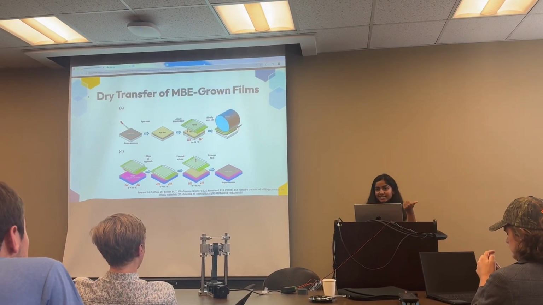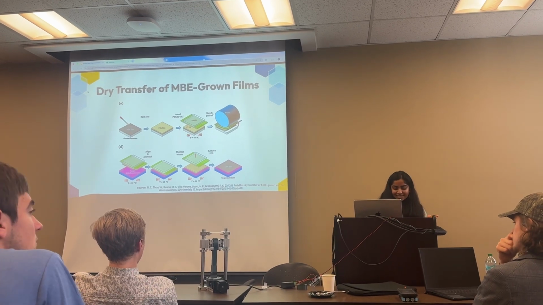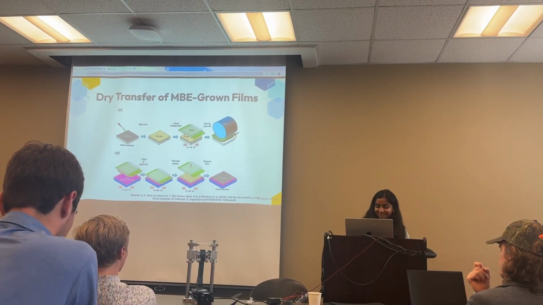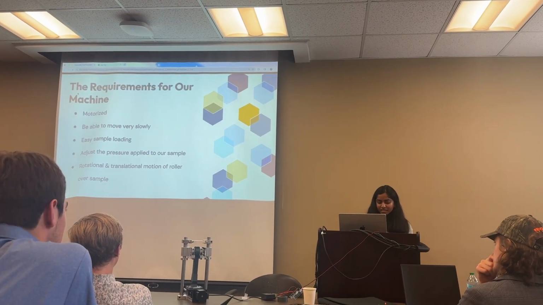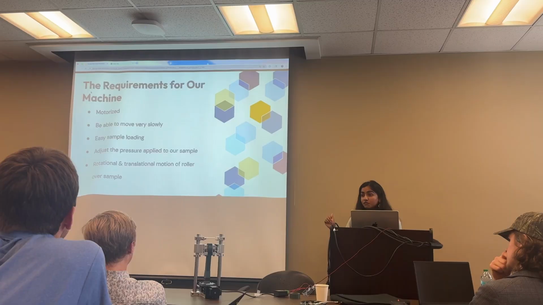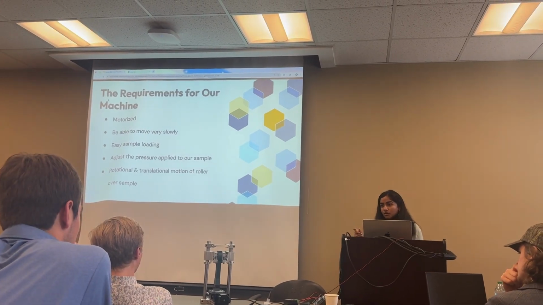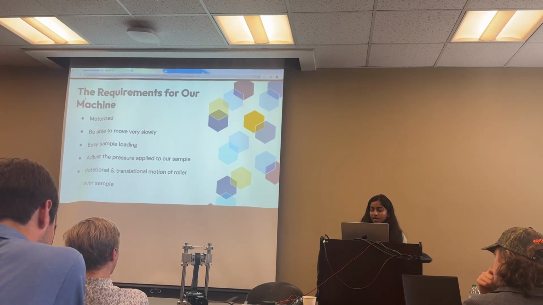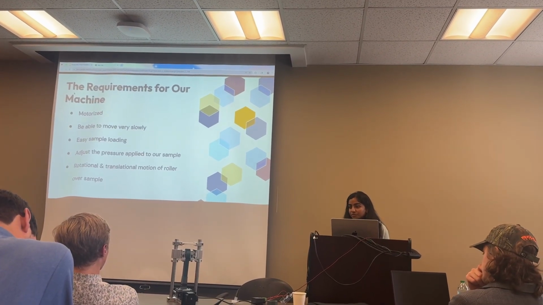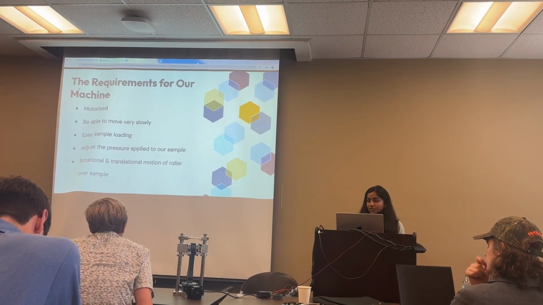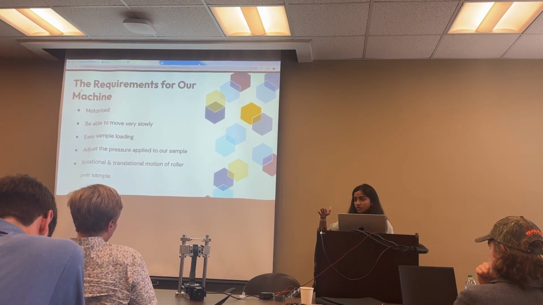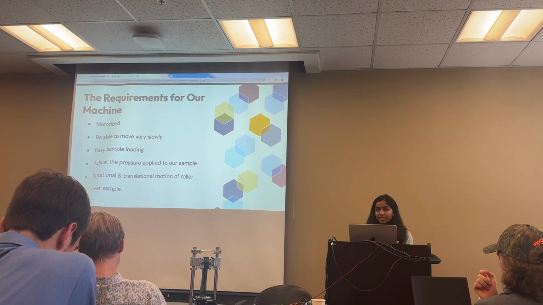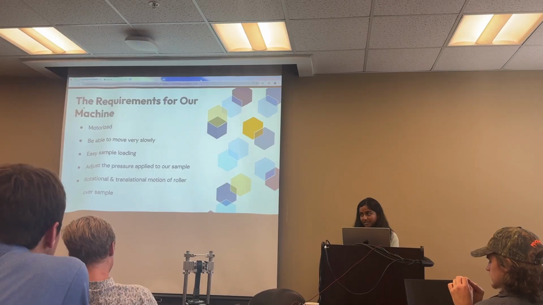Okay, so what we want to do is we want to take this process and we want to automate it, so that it becomes a lot more consistent and reproducible. And there's a lot of things that we looked at when we were thinking about what we are actually looking for this machine to do in practice. So for our machine, we want it to be motorized and to be able to move very slowly. That gives you fine control over how quickly you're peeling off your sample and how gently you're actually going. We want to be able to easily load in samples so that we can use this for many different films. We want to be able to adjust the pressure that we're applying to our sample, like you would do if you were doing it manually, to be able to move that roller. And you want to capture that rotational and translational motion of the roller over the sample as you peel it off.